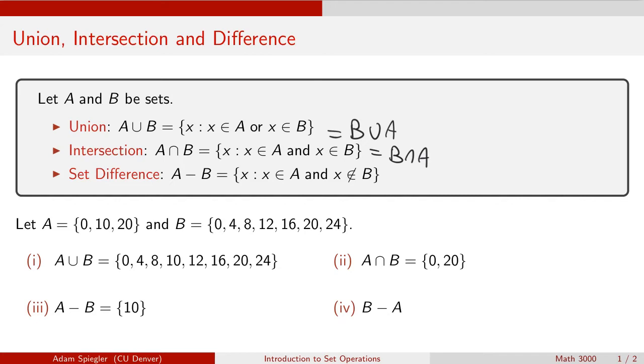And if we change the order of this difference, now we're going to be looking for what are all of the values that occur in B and do not occur in A.